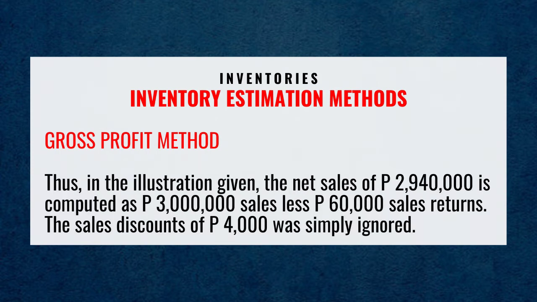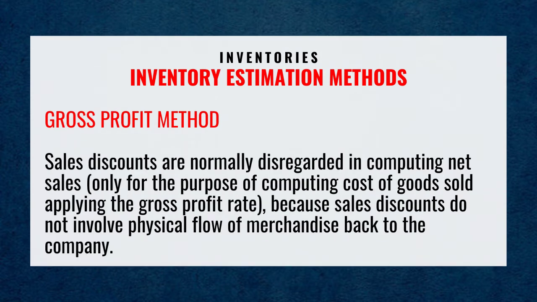Thus, in the illustration given, the net sales of 2,940,000 pesos is computed as 3 million sales less 60,000 pesos sales returns. The sales discounts of 4,000 was simply ignored. Sales discounts are normally disregarded in computing net sales only for the purpose of computing cost of goods sold applying the gross profit rate, because the sales discounts do not involve physical flow of merchandise back to the company.